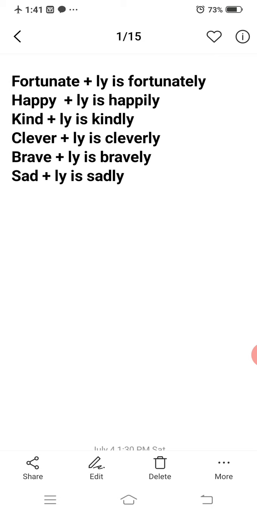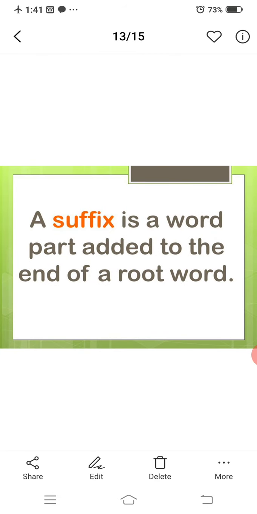Now, what is this "ly"? This "ly" is called a suffix. A suffix is a word part. It's not really a word. It's a word part, or a letter or group of letters that we add to the end of the root word. Remember, we add a suffix to the end of the root word. We call it a suffix. Okay?